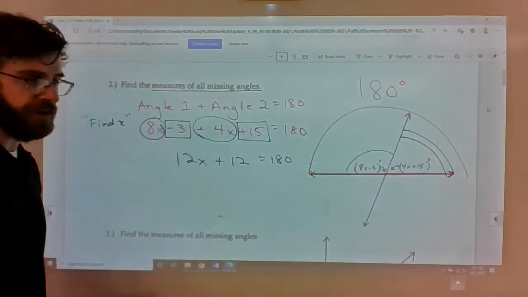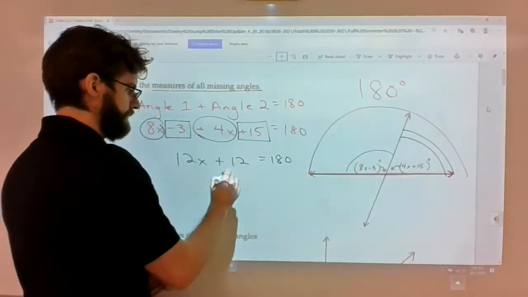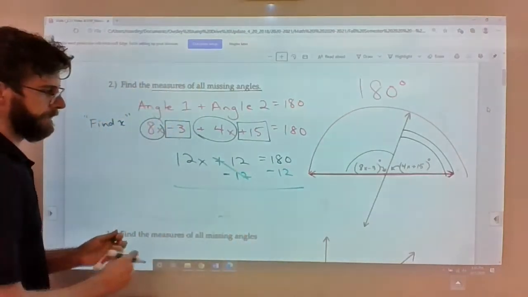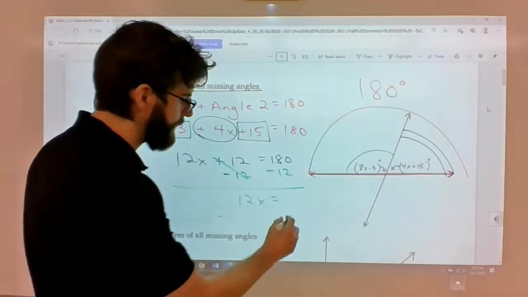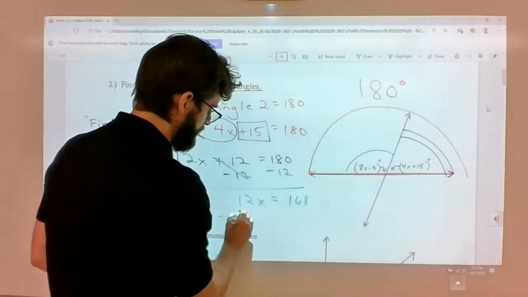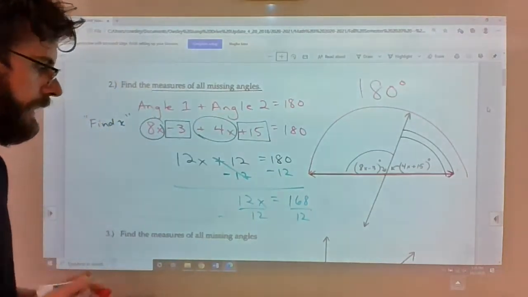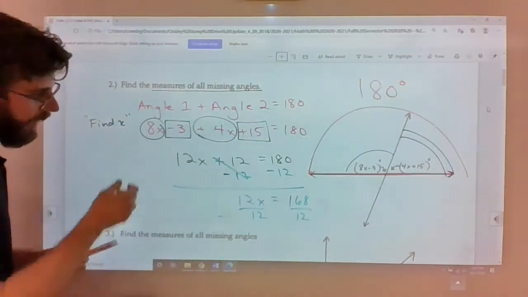All right, we're left with an equation that we saw back in section 2.1. Minus the 12 from both sides. 12x equals, this ends up being 168. Divide by 12. And you might have to go off to the side and figure this out.